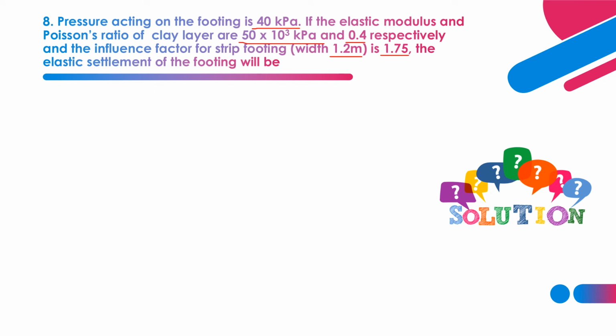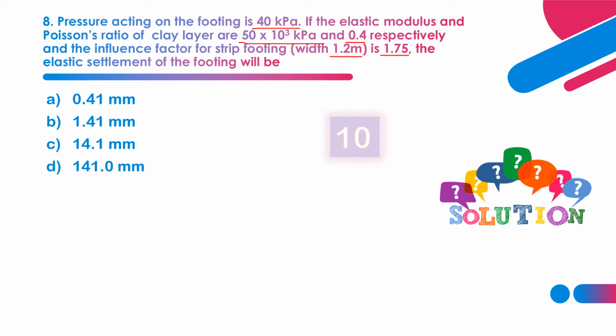This is exactly a mere substitution problem in the elastic or immediate settlement formula. Thus substitute all the values in correct units so that you can get the answer. So option C 14.1 mm, option D is 141.0 mm. Just substitute all the values with corresponding units to get the answer. A mere substitution problem only. Nothing has to be found.